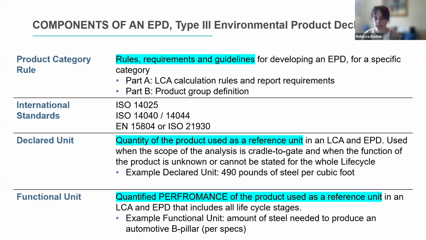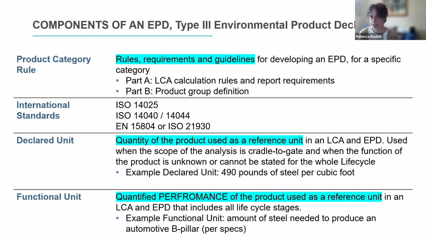The PCR is also where you will see which life cycles are included in the LCA or EPD. A lot of the PCRs actually limit the number of life cycles included in the LCA, which we'll get to in a second. But the PCR also dictates how the environmental impacts of the product are disclosed, whether that is on a declared or functional unit.